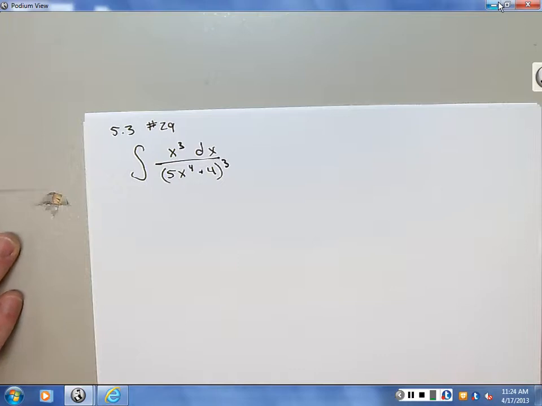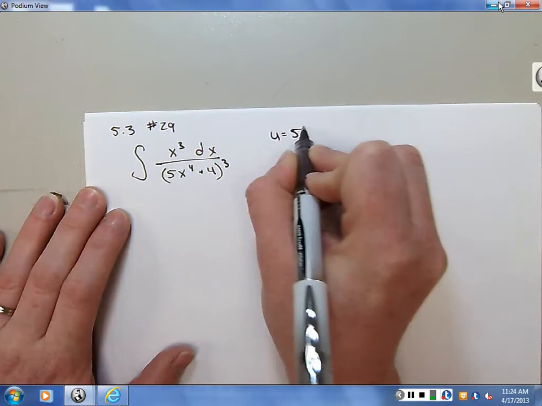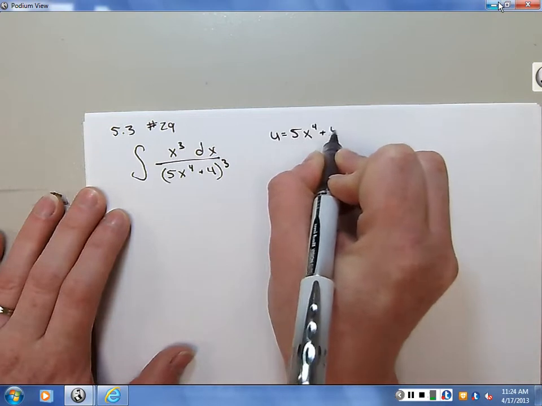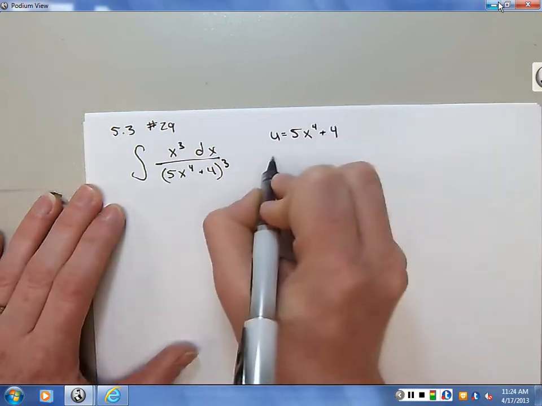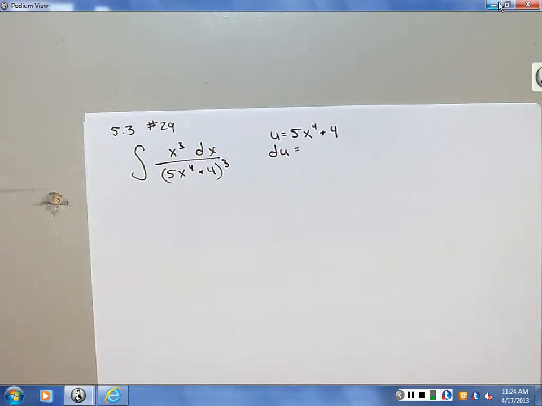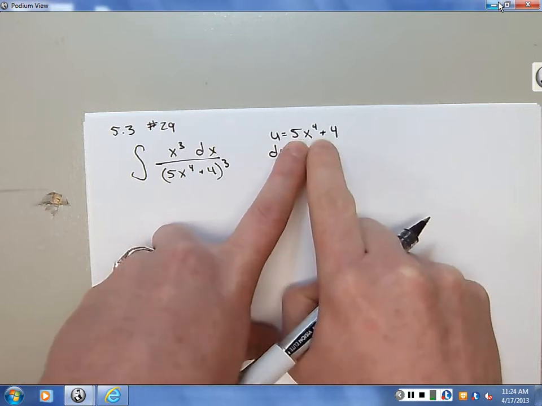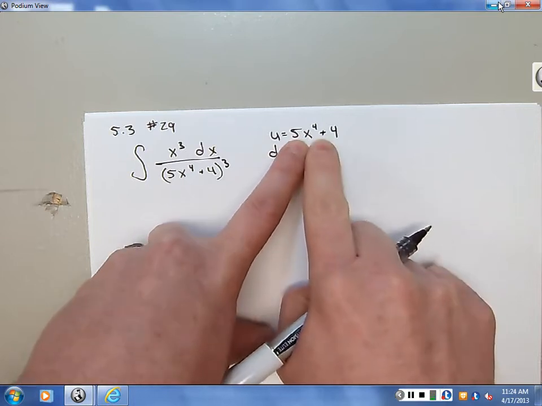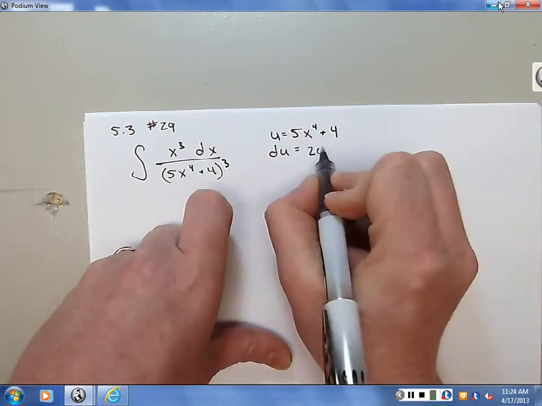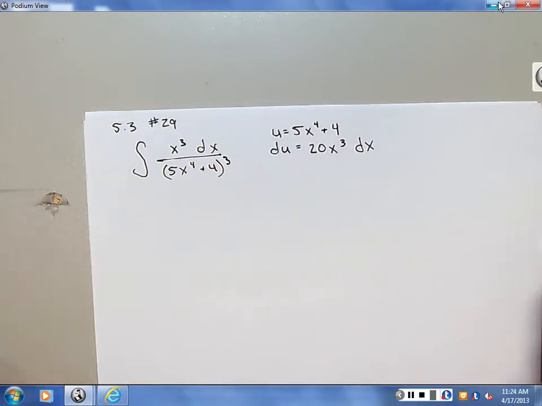Anyone? So u equals 5x to the 4th plus 4. So what is du here? I can pick u, but once I've picked u, I have to look at what u is to find du. So if I differentiate u, what's the derivative of 5x to the 4th plus 4? 20x cubed times dx. Right?